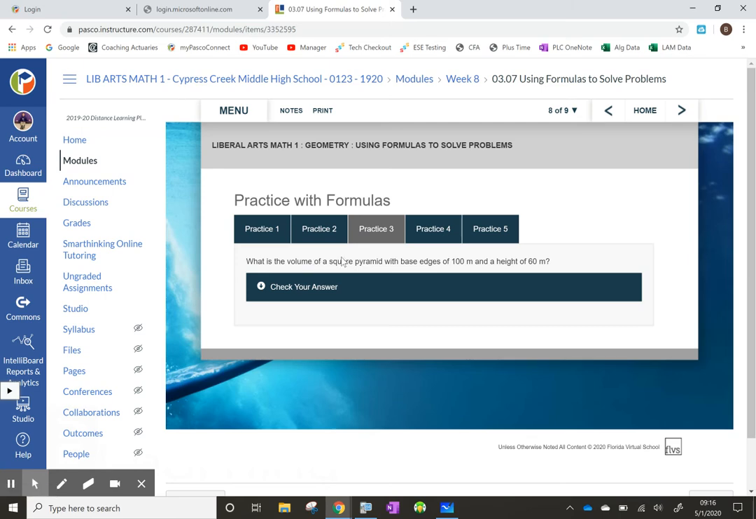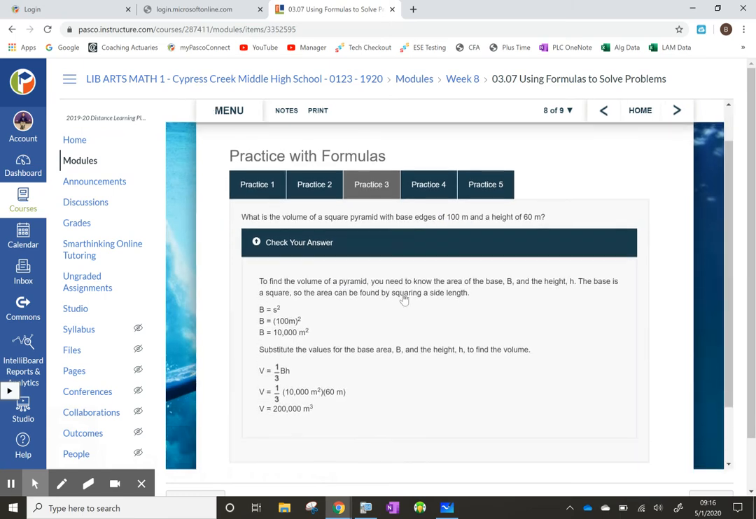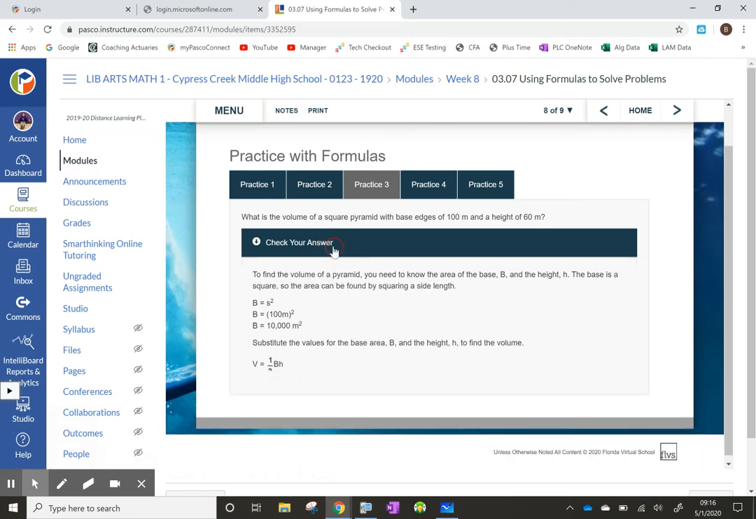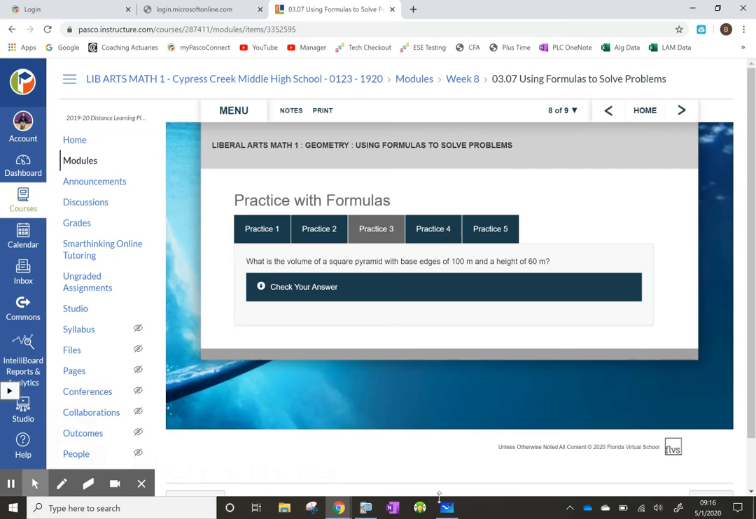So practice problem 3. The volume of a sphere with base edges of 100 meters. What does that mean, base edges of 100 meters? I'm kind of confused by that. So let's see if I can understand what they're saying here. Oh, it's a pyramid. I thought it was a sphere. Did I say sphere? Volume of a square pyramid. That makes sense. I was thinking of a sphere for some reason. So again, lesson learned. Make sure you're paying attention and reading the problem carefully.